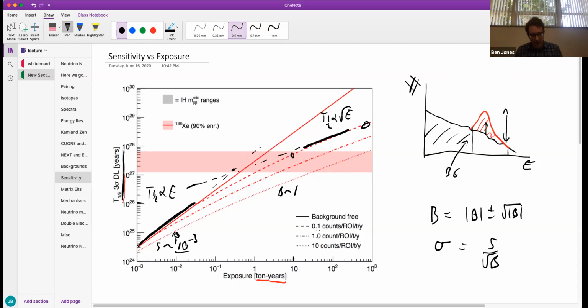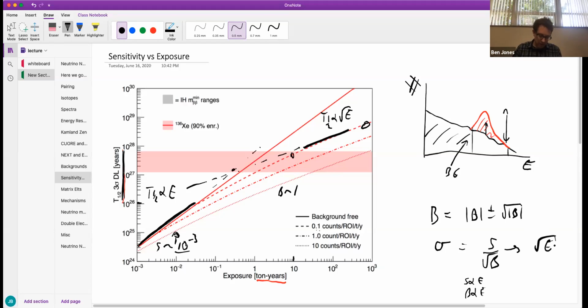Okay. And in this experiment, both signal and background grow proportionally to exposure, because if you run twice as long, you collect twice as much signal and also twice as much background. So both of these are proportional to exposure. Signal is proportional to exposure, background is proportional to exposure. And so the rate of accumulation here scales like square root of exposure, okay?